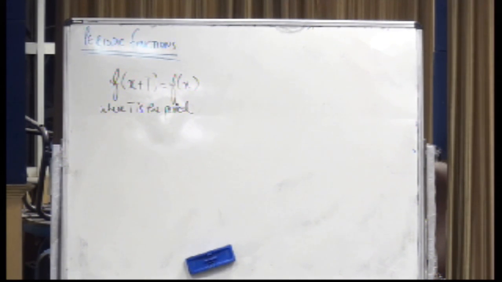So write down, graphically, the pattern of the curve keeps repeating after a specific interval, or you can say after a specific value, and this value is called the period. f of x plus T is equal to f of x.